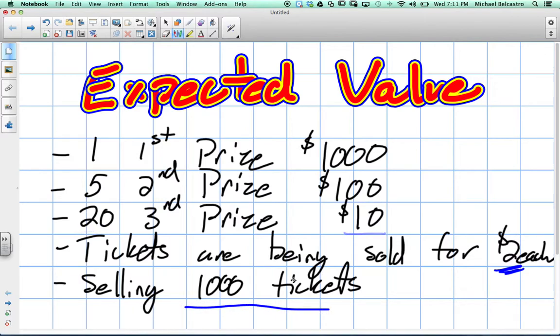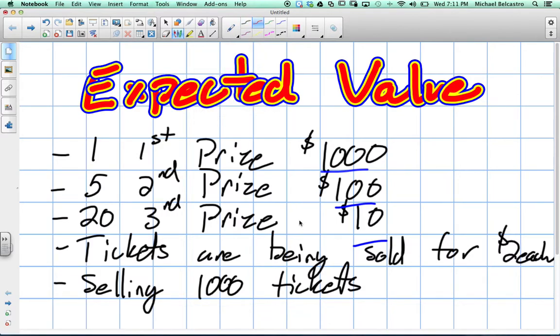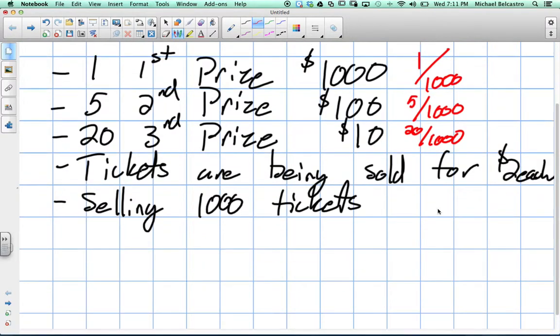Okay, so the first thing we want to figure out is the probability of winning each of these events. What would be the probability of getting first prize? How many first prizes are there? 1. So there's 1 out of how many tickets are there? 1,000. So you have a 1 in 1,000 chance of winning first prize. What's the probability of second? 5 in 1,000. And third? 20 in 1,000. Okay, so we have 3 of them right there.